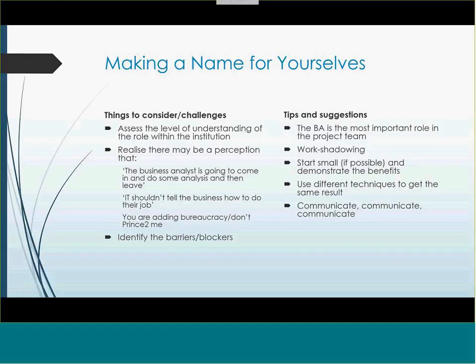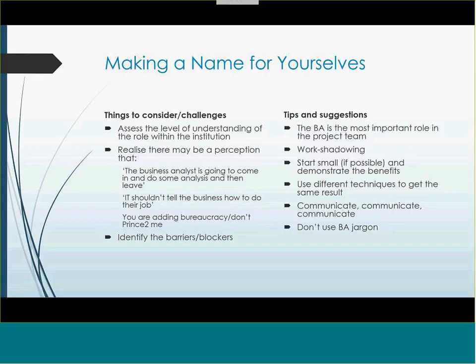So make sure, as the manager of the business analyst, that you're communicating with your colleagues across the institution about why they're doing a good job. But hopefully that's the case. So I'm sure it is.